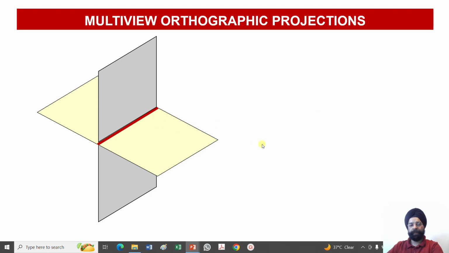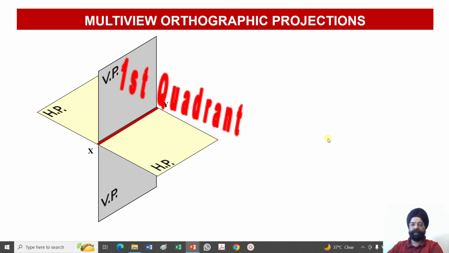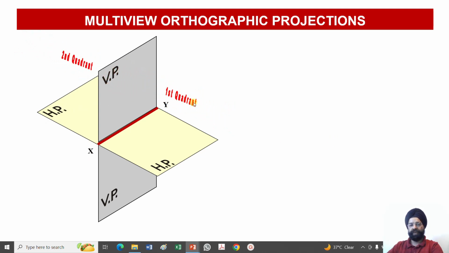So this is the 3D representation of horizontal plane and vertical plane, giving you the basic idea about the different quadrants: the first quadrant, second quadrant, third quadrant and fourth quadrant. If we look at the object from the front, whatever view is obtained on the vertical plane is called front view. Similarly, if we look at this object from the top, whatever image of the object is obtained on the horizontal plane will be called top view or the plan.